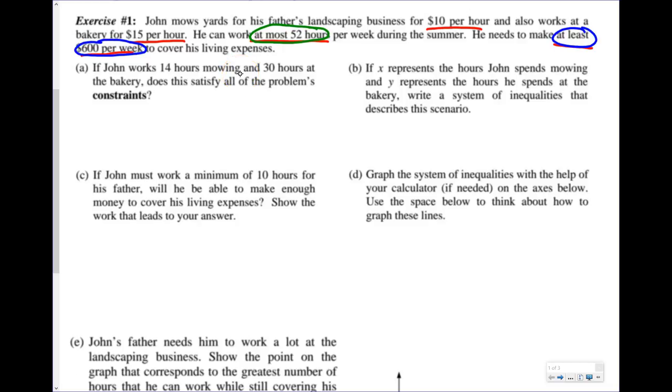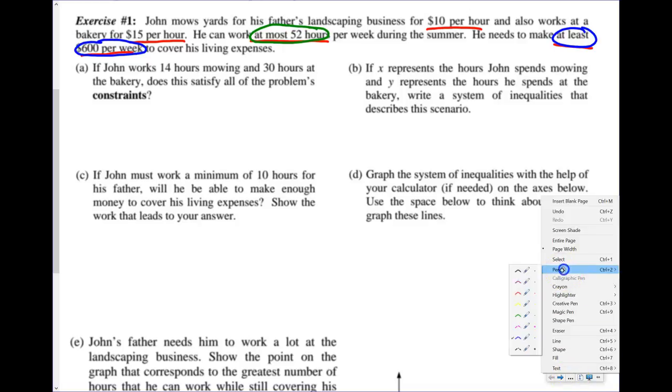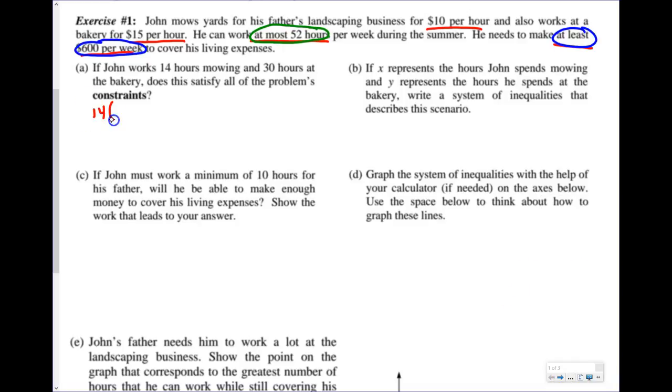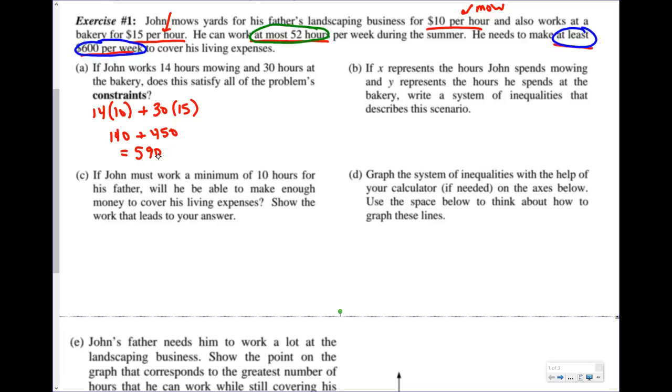So if he works 14 hours mowing and 30 hours at the bakery, does this satisfy the constraints? First of all, 14 hours mowing. How much does he make mowing? He makes $10 per hour mowing, so 14 times 10, plus, how much does he make at the bakery? $15. He's going to work 30 hours at the bakery, so times 15. Let's see what that equals. 14 times 10 is 140, and 30 times 15 is 450, which gives me 590.